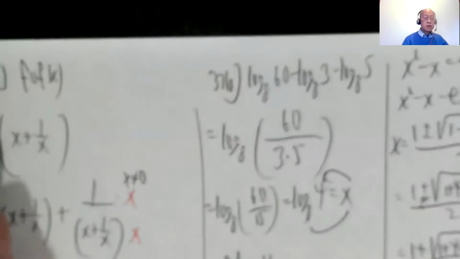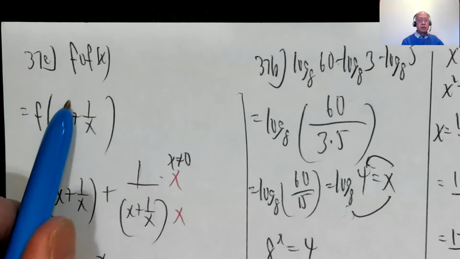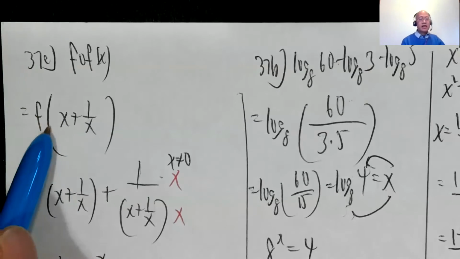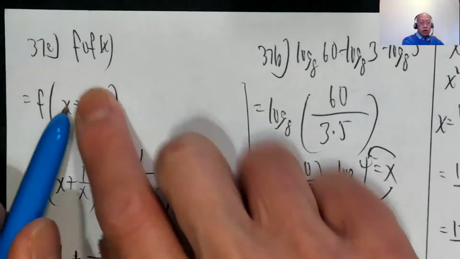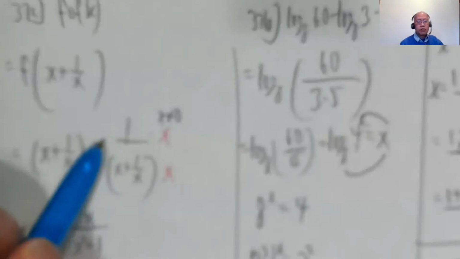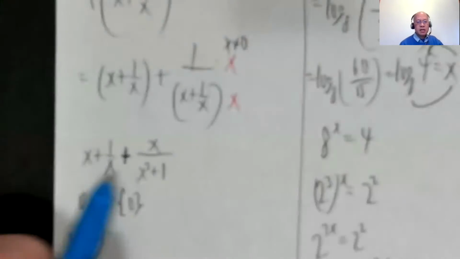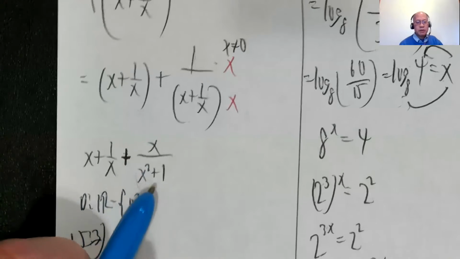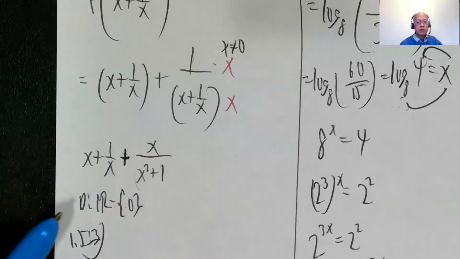Let's see. 37c, f of x is x plus 1 over x. And now this whole mess goes right here and there. So it's x plus 1 over x plus 1 over x plus 1 over x. Multiply top and bottom by x here. So x plus 1 over x plus x over x squared plus 1. Domain is all real numbers except for 0. 0 is not allowed here.